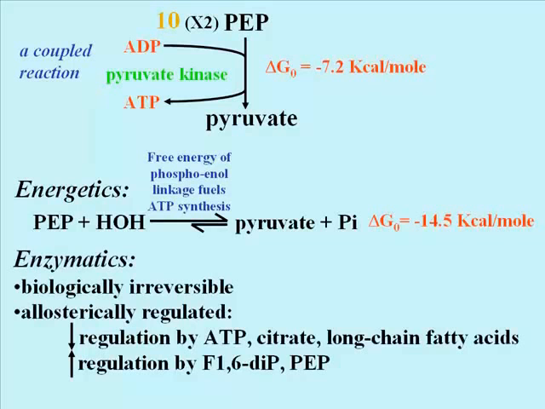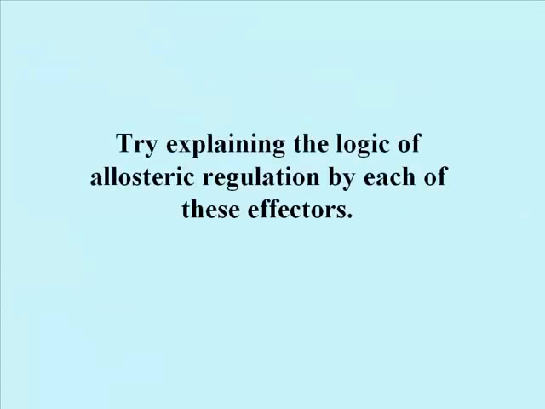The enzyme is inhibited by ATP, citric acid or citrate, and long-chain fatty acids of the sort you would find after they were immediately hydrolyzed from the glycerol backbone. And the enzyme is stimulated by fructose 1,6-diphosphate and by phosphoenol pyruvate itself. What is the logic for how each of the allosteric effectors I just told you about regulates pyruvate kinase?